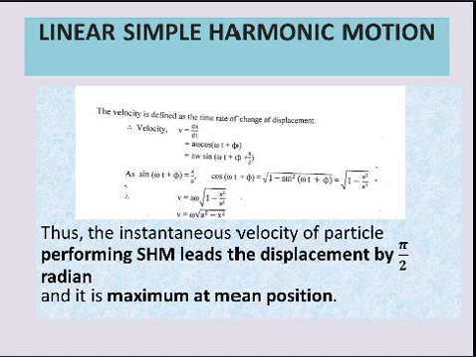Also, the instantaneous velocity of the particle performing simple harmonic motion leads the displacement by pi by 2 radian. Remember always, the velocity of the particle performing simple harmonic motion leads the displacement. And how much is it leading the displacement? By a factor of pi by 2 radian, and it is always maximum at the mean position.